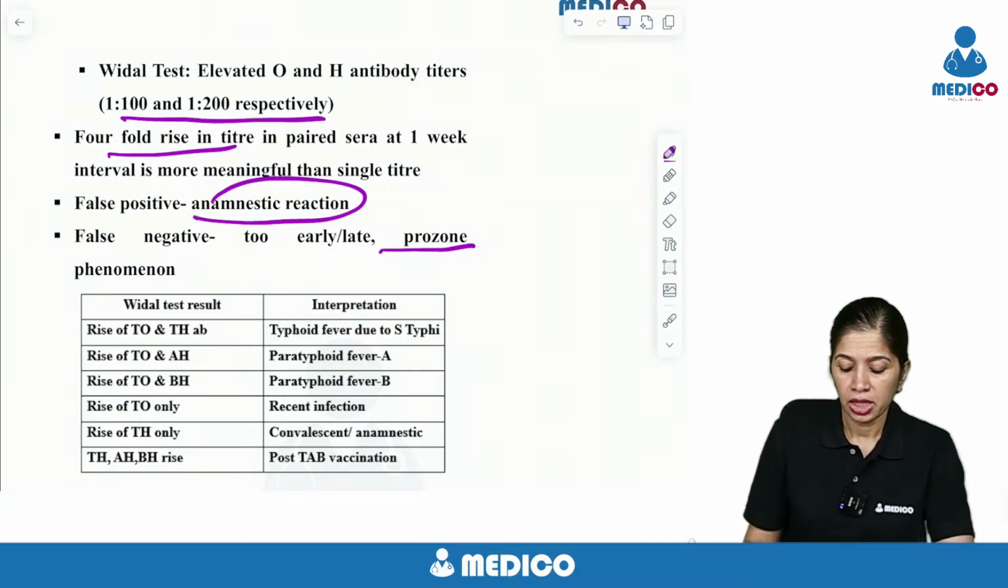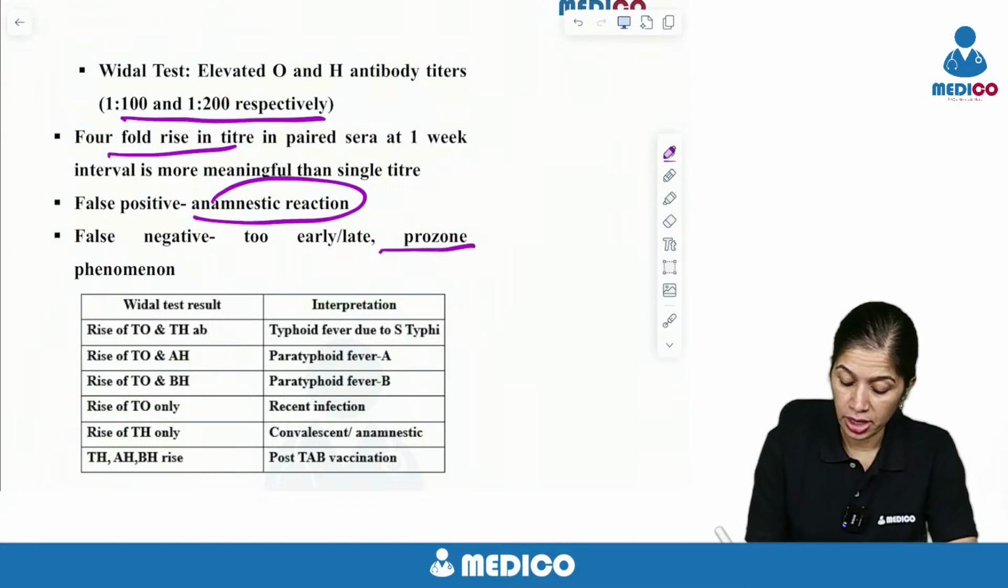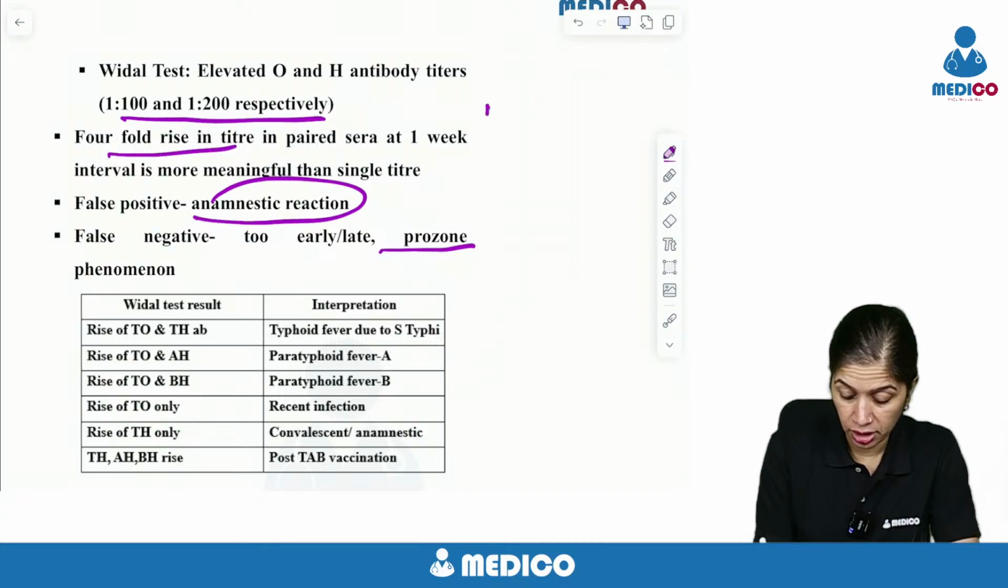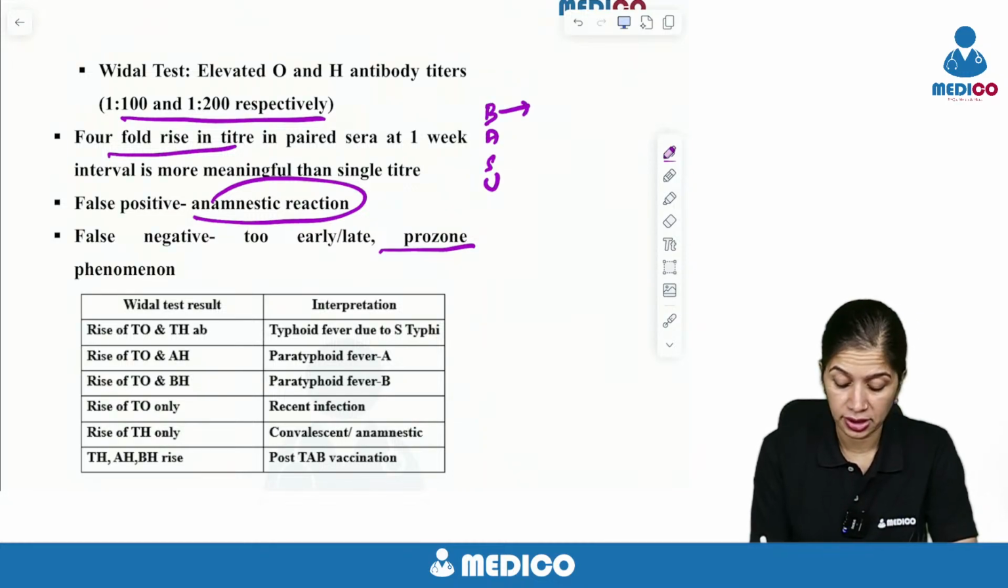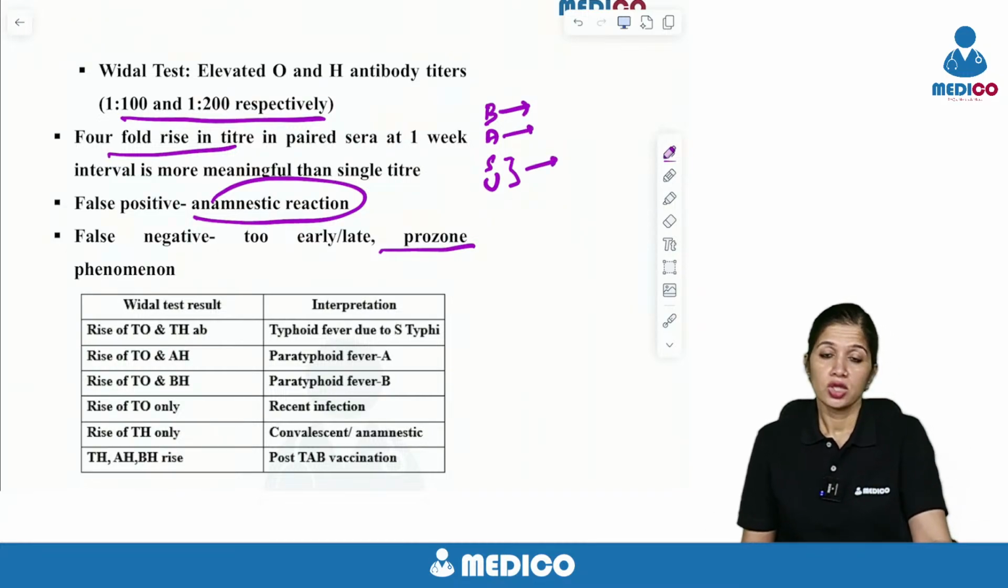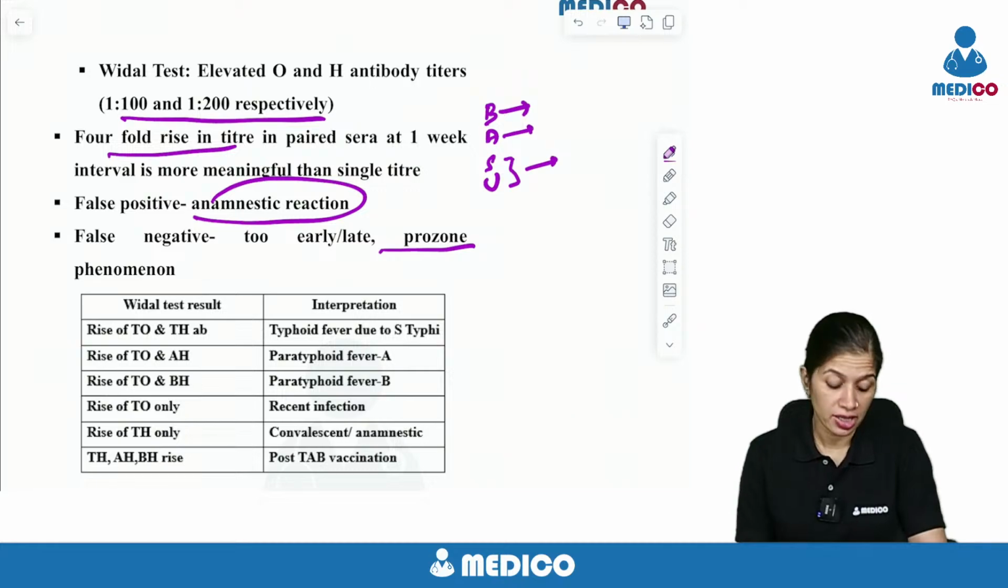Okay. Now, you remember that when you do a lab investigation for typhoid, the code word was BASU, right? So, in the first week, you will do a blood culture. In the second week, you will do a Vidal. And at the end of the second week to third week, you will do a stool and a urine culture, okay? So, how will you interpret the results of a Vidal test?